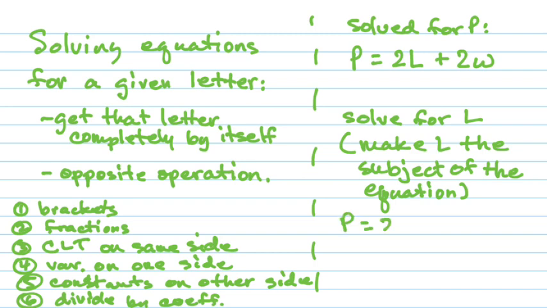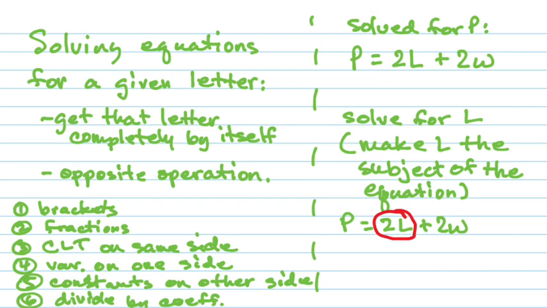So we have P equals 2L plus 2W. What letter am I trying to solve for? L. So what I like to do many times is circle the term that has an L in it. And remember that that's my target. I want to get that thing by itself. Is it on one side by itself right now? No. It has that 2W added to it, right? So I need to get rid of that first.